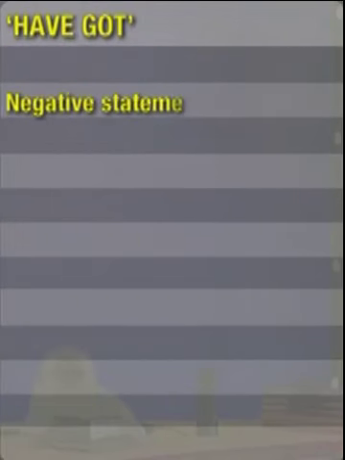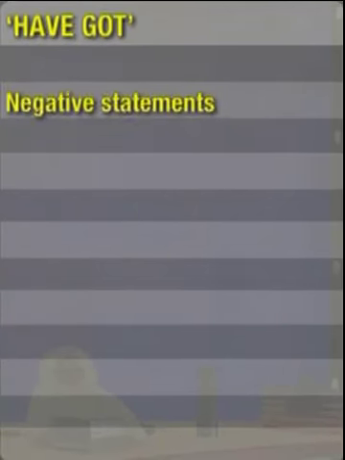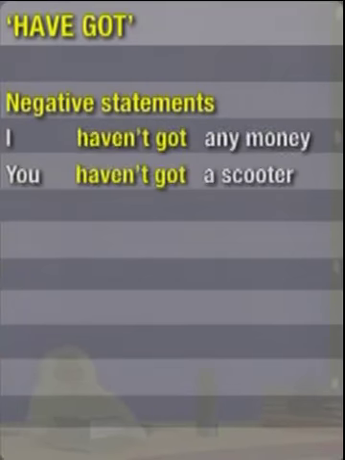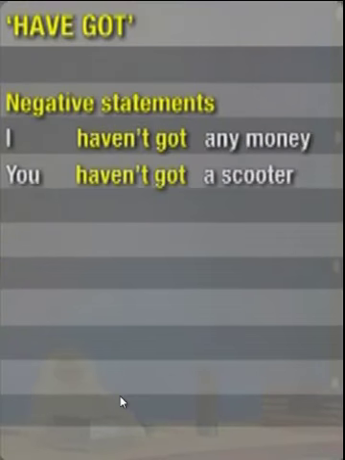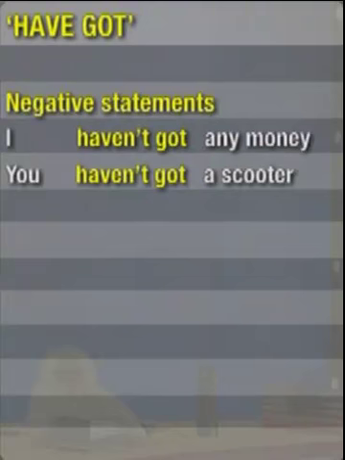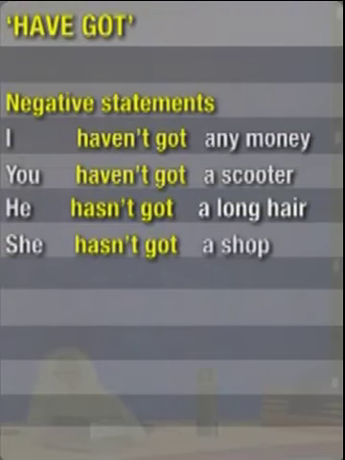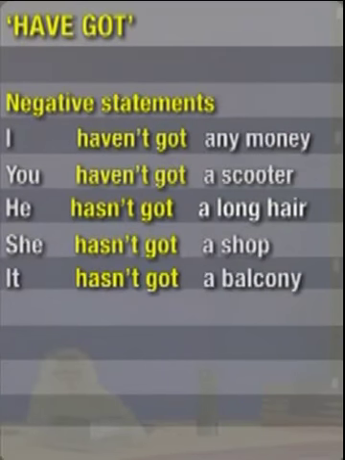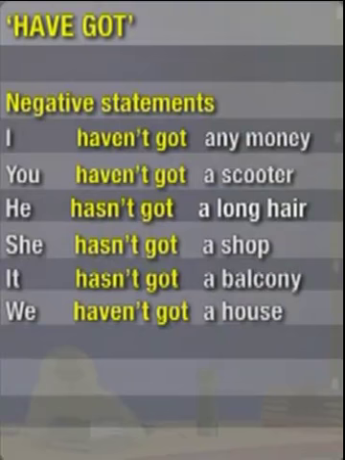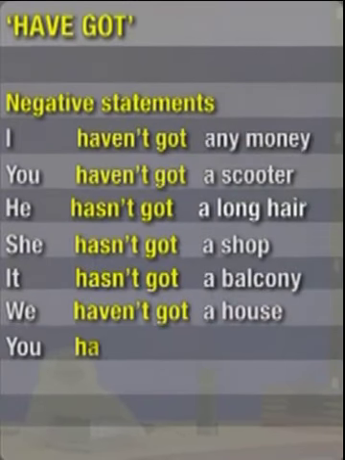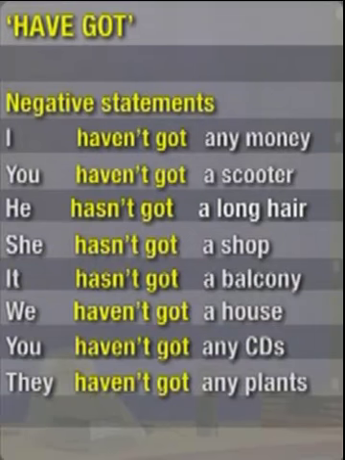Now, the negative. In the negative, the auxiliary have turns into a negative auxiliary. So, I haven't got any money. You haven't got a scooter. He hasn't got long hair. She hasn't got a shop. It hasn't got a balcony. We haven't got a house. You haven't got any CDs. And they haven't got any plants.